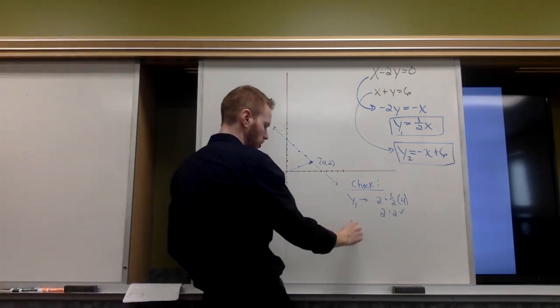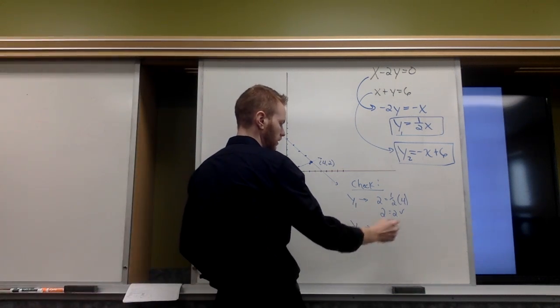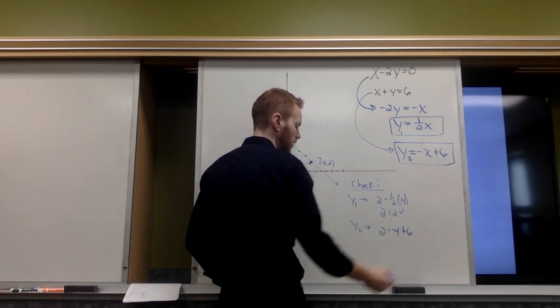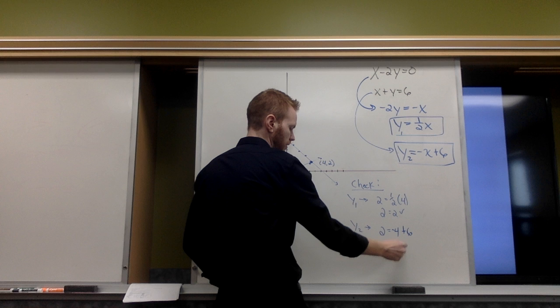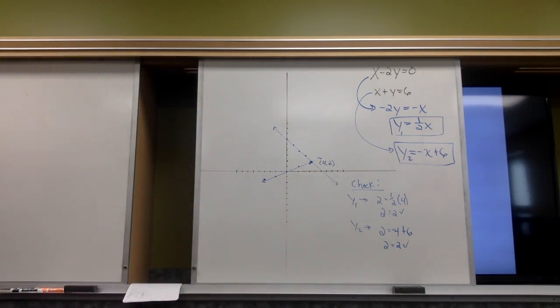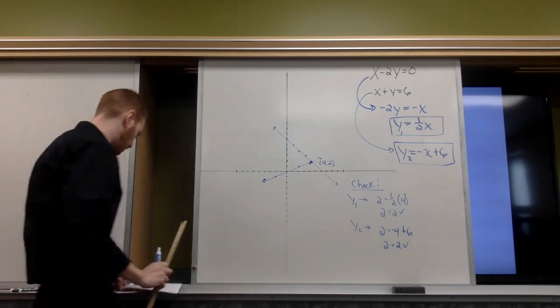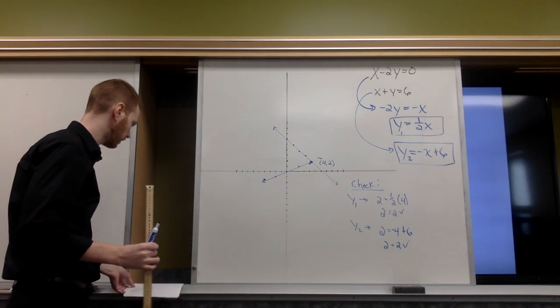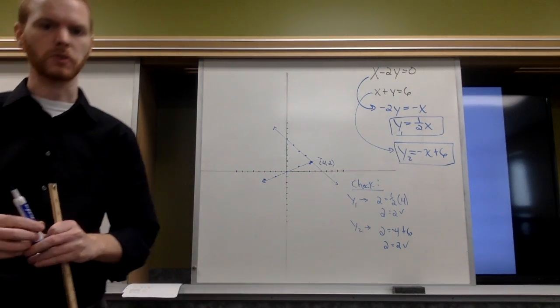All right, last one. Let's look at the second equation. Plug the values in. So 2 equals -4 plus 6. And yes, I get the same thing. 2 does equal 2. So that is going to be satisfied for both of those. Okay? You should always check your answer. Okay? Always check your answer.